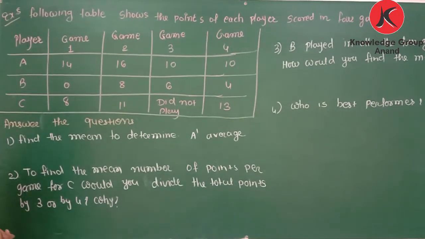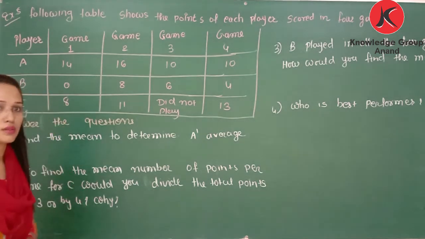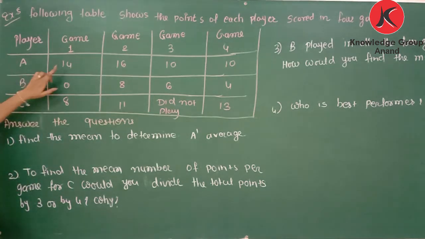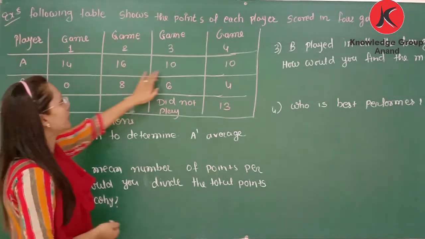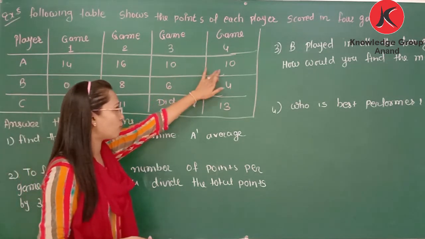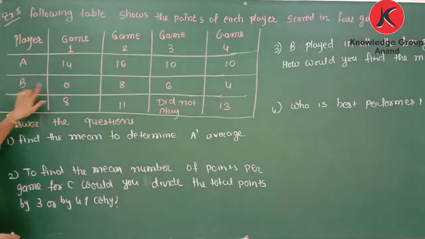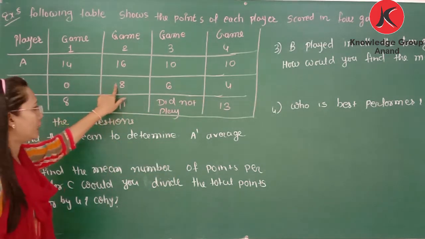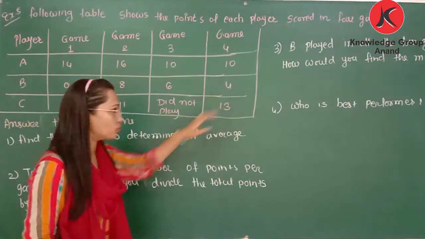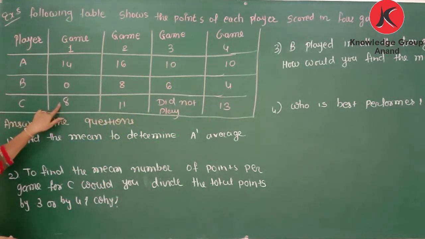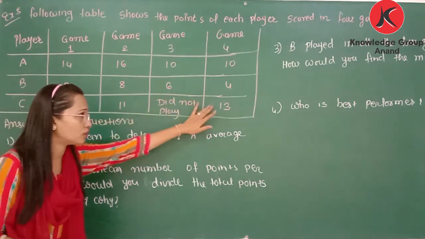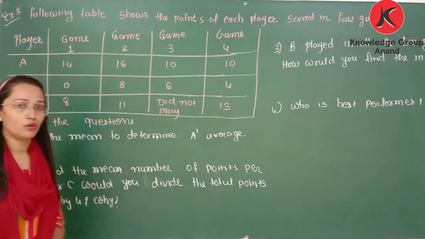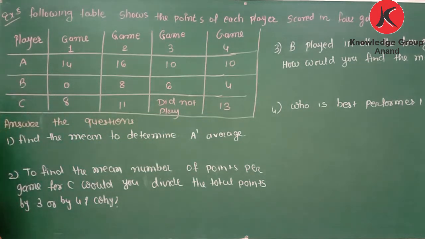Now question number 5. The following table shows the points each player scored in 4 games. So here, player A in game 1 14, game 2 16 runs, game 3 10 and game 4 10. For player B in game 1 0, game 2 8, game 3 6 and game 4 4. For player C game 1 8 runs, game 2 11, game 3 he did not play and game 4 13 runs. Okay, so here first answer the question.